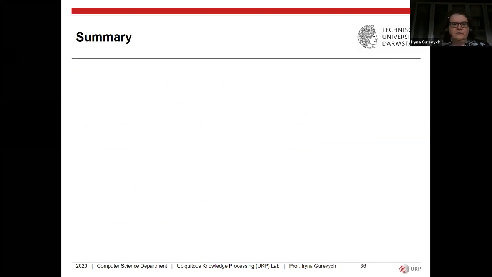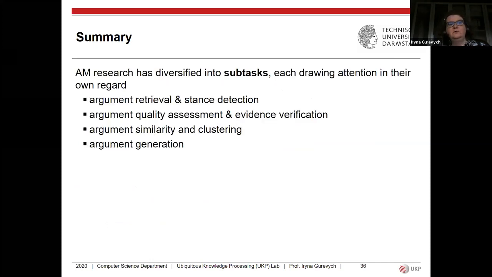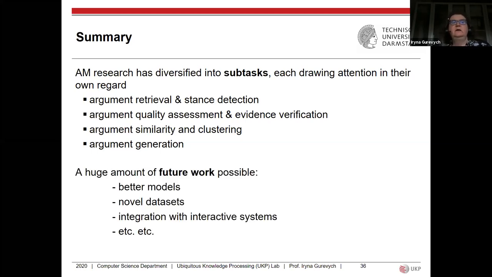In summary of my overall talk, the take-home messages could be as follows. Argument mining research has diversified into a set of subtasks, each drawing attention in their own regard. So the number of papers in this area of NLP is constantly increasing, and the types of work that you can find are about argument retrieval and stance detection, argument quality assessment and evidence verification, argument similarity and clustering, and argument generation. And there's a huge amount of future work possible, like constructing better models, proposing novel data sets, integration with interactive settings, and so on.